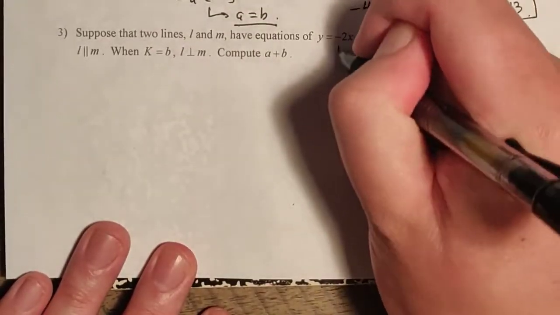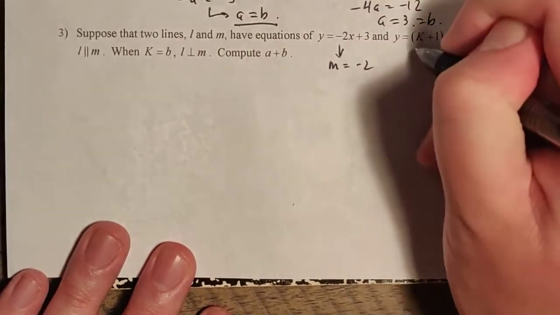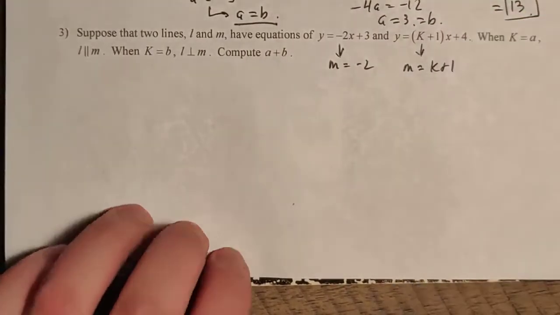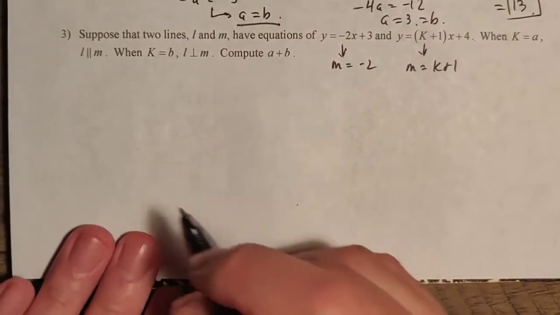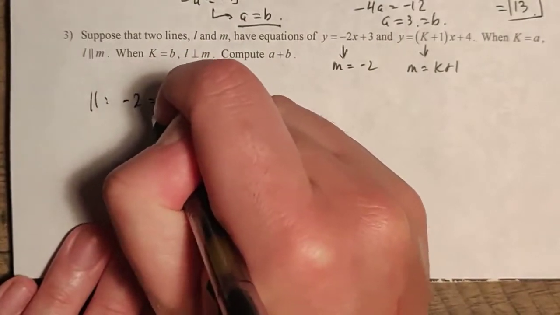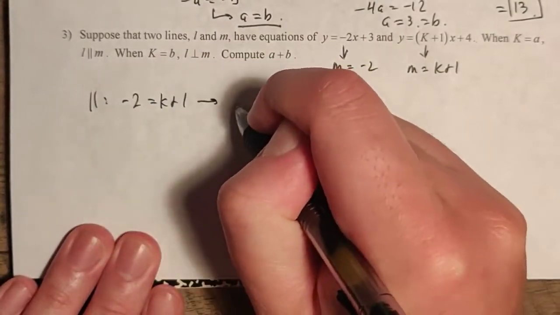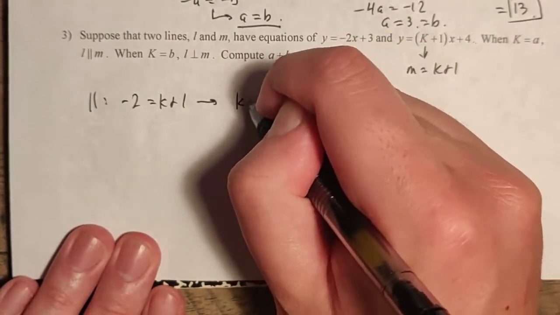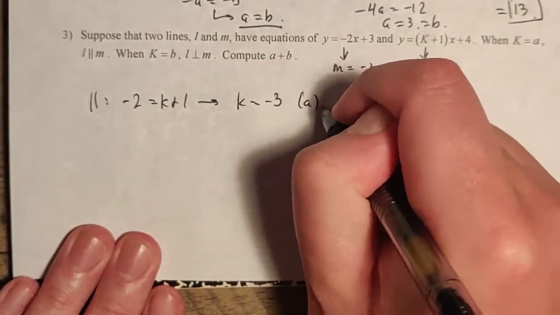So in this case here, the slope is negative 2, and the slope here is k plus 1. So now we can put them all together. Now, when they're parallel, we know they're going to be equal. So the parallel case here is going to be negative 2 equals k plus 1. That implies that we can subtract 1 from both sides. So you get k equals negative 3, and that gives us a here.